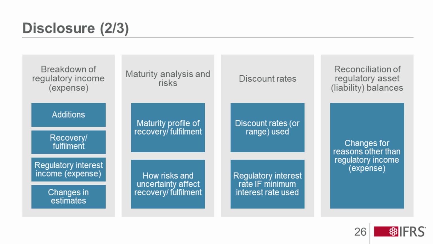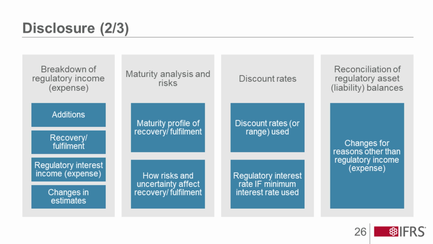Thanks, Dev. Now, turning to the proposed disclosure requirements, an entity would be required to disclose a breakdown of the amount presented in the line item regulatory income minus regulatory expense. As a reminder, that line item would be presented immediately below revenue in the statement of profit or loss. I will talk about it in the next slide.